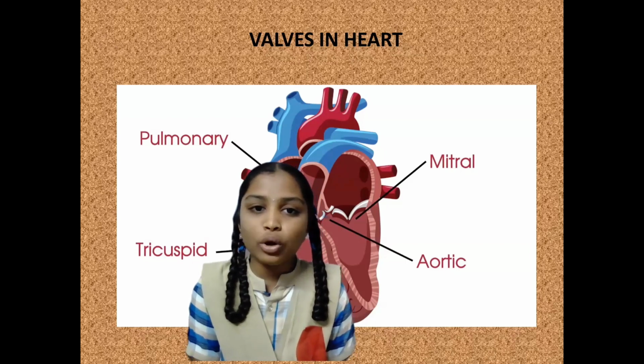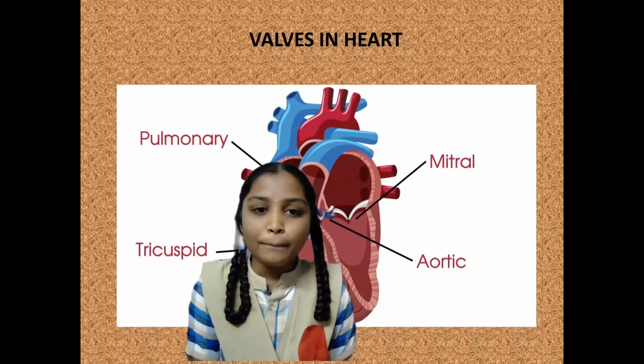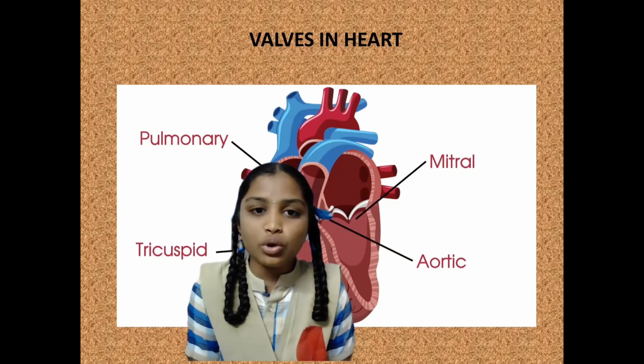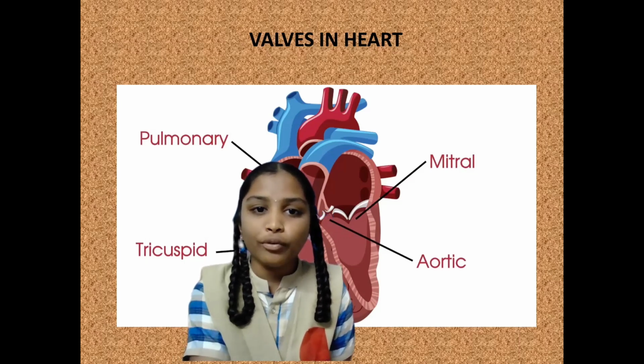The tricuspid valve lies between the right atrium and right ventricle. The pulmonary valve lies between the right ventricle and the pulmonary artery. The bicuspid valve, also called the mitral valve, lies between the left atrium and left ventricle. The aortic valve lies between the left ventricle and the aorta. The pulmonary valve and aortic valve are semilunar valves because of their crescent shape.